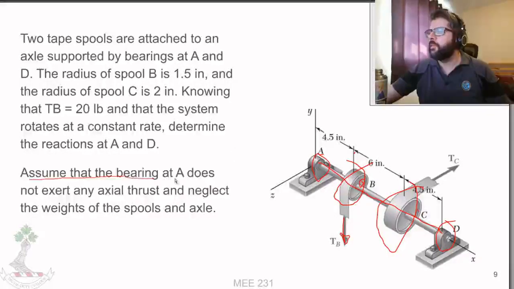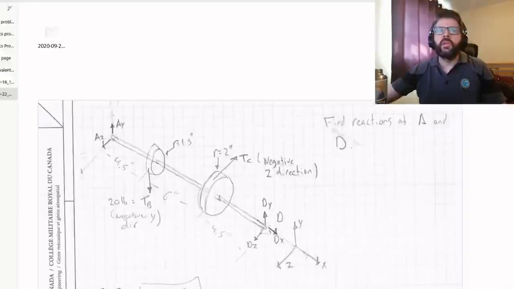So the one assumption they're making here is that the bearing at A is not going to have any axial thrust, and you can then neglect the weight of the spools and the axle, which, well, I don't know. Maybe not the best assumption, considering that the tension on the tape is only 20 pounds. So honestly, the weight of the spools and axle probably isn't completely negligible, but it's just an example.